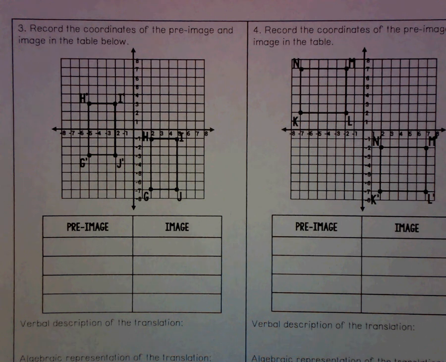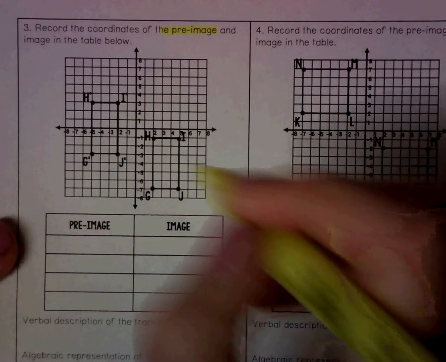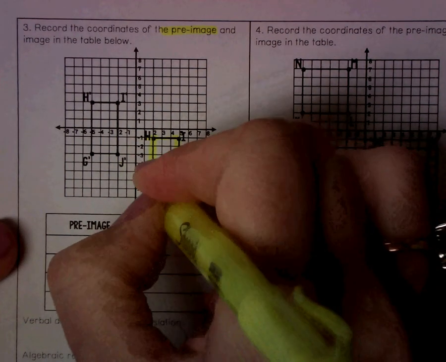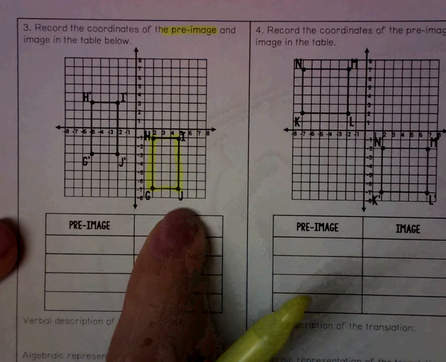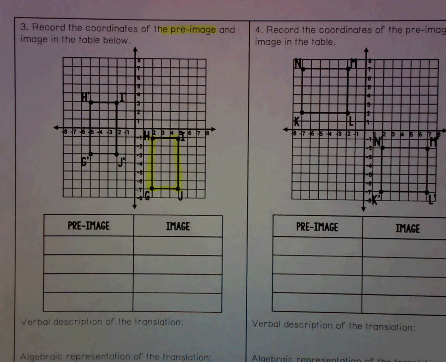Okay, we're going to look at example number 3 together now. And this time we have both the pre-image and the image. Just to help, and you can do this too, I'm going to highlight our pre-image, just so I remember. This is my pre-image. We know it because it doesn't have the prime markings on it. Okay?